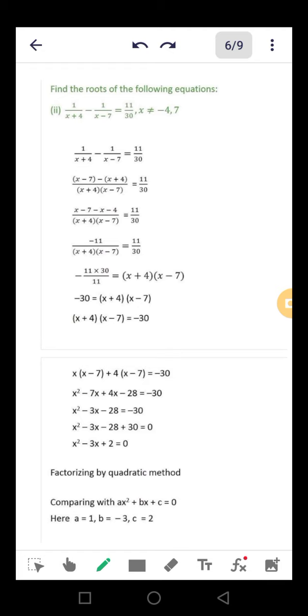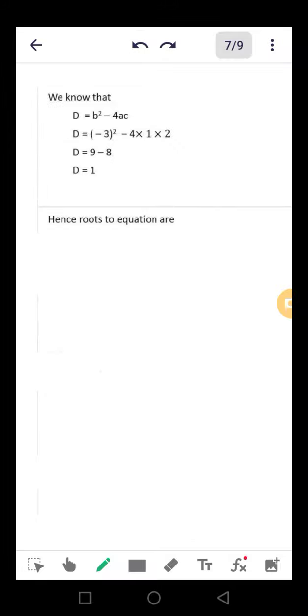Factorizing by quadratic formula method. Comparing with the standard form of quadratic equation, a is 1. If there is no coefficient, if there is only x square, the coefficient of that is 1. B is minus 3 and c is 2. These values I'll put in the formula now, in the discriminant first. I said first we find the discriminant. B square is minus 3 square minus 4ac is 4 into 1 into 2. We have already got the values of a, b, c, so we'll just put those values here and find the discriminant. Minus 3 square is 9 minus 8, that is 1. So discriminant is 1.